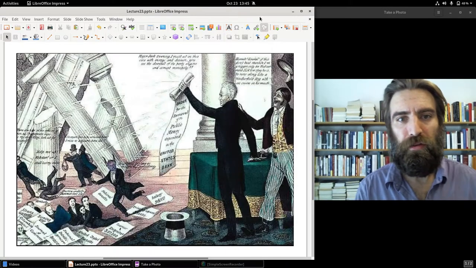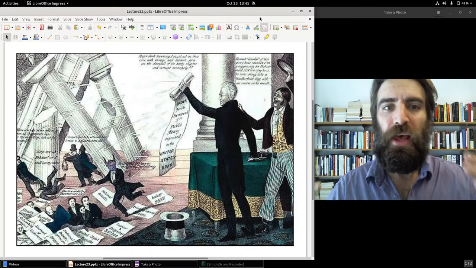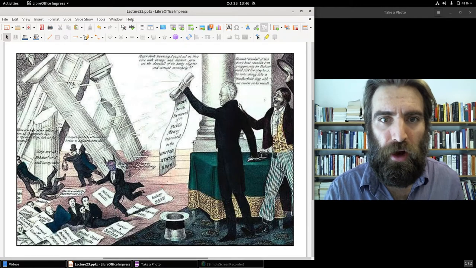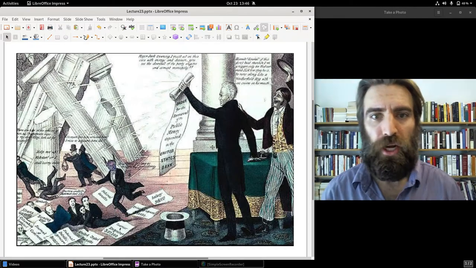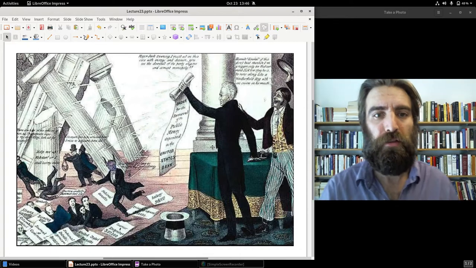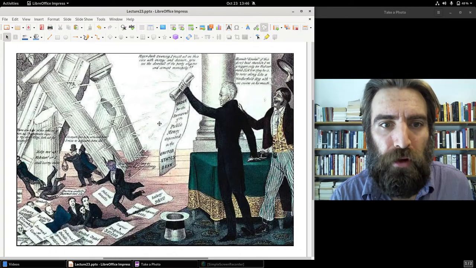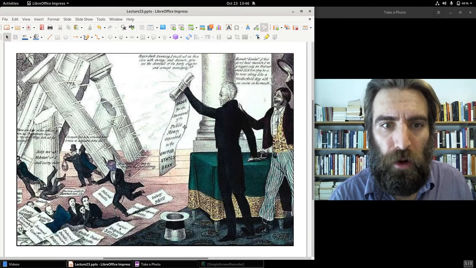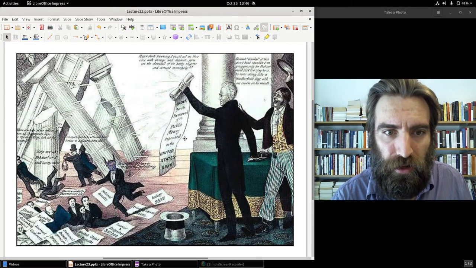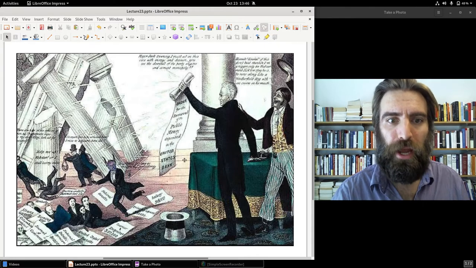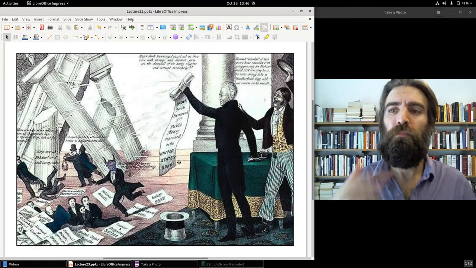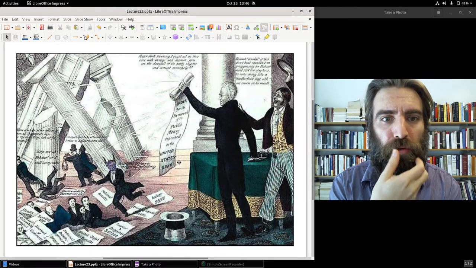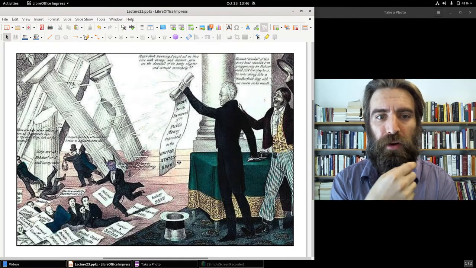And we close with this cartoon. Now, if you look closely at the cartoon, you can read some text on the little scroll that Jackson has as he drives the money changers out of the temple. What does the text say? Order for the removal of the public money deposited in the United States Bank. What does that mean?